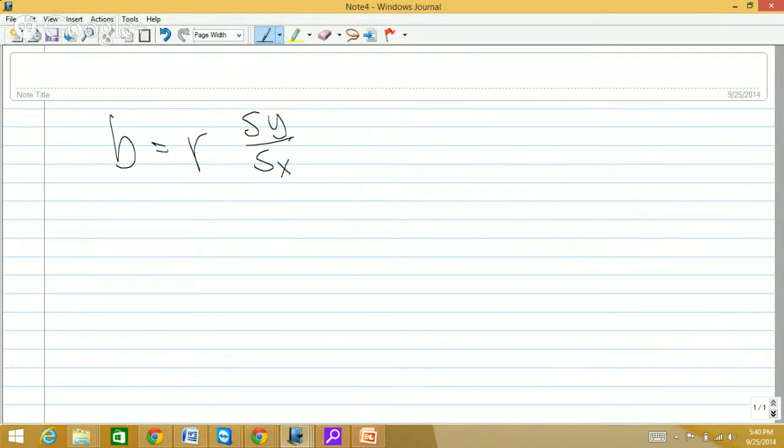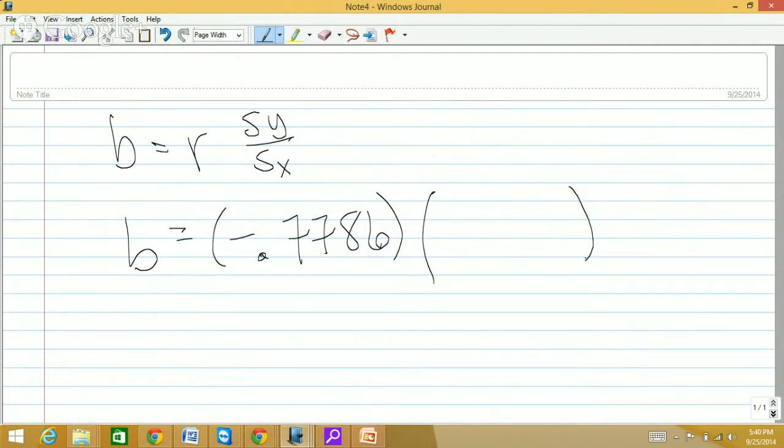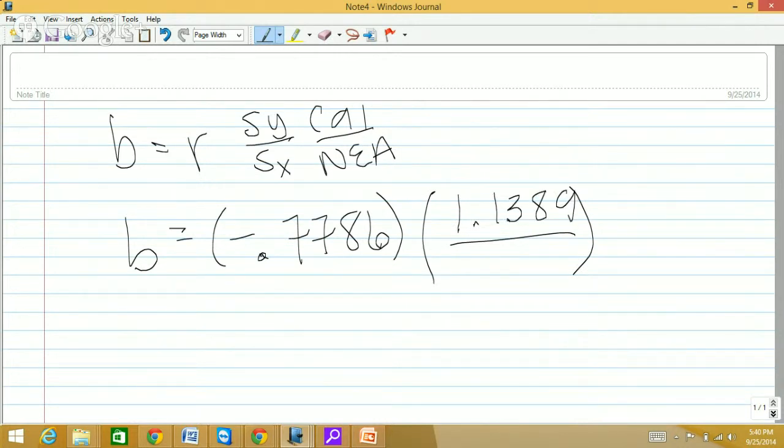And so we've been given a bunch of this information. So B equals, we know what R is, they gave that to us, a negative 0.7786. And our standard deviations they gave to us, that was our SY was calories, and our SX was actually our NEA. So our calories is going to stay the same. They're asking us about the S sub x, and they're asking us about the standard deviation of 257.66, which is our standard deviation.